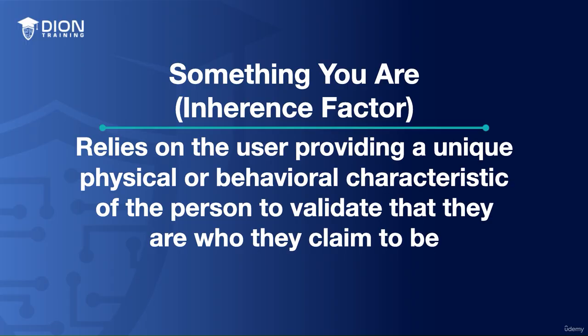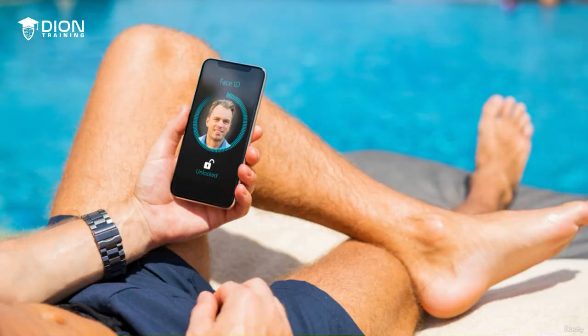Third, we have something you are. Now, something you are is also known as an inheritance factor. This relies on the user providing a unique physical or behavioral characteristic of the person to validate they are who they claim to be. Often, you'll hear this referred to as biometric authentication. For example, I use facial recognition every day to unlock my iPhone when I want to use it. Or, I use my index finger to unlock my MacBook Pro using the embedded fingerprint reader on my laptop instead of typing in a username and password.